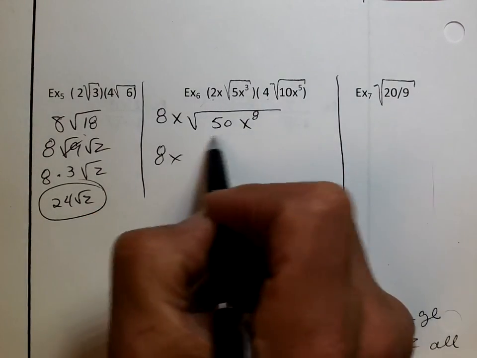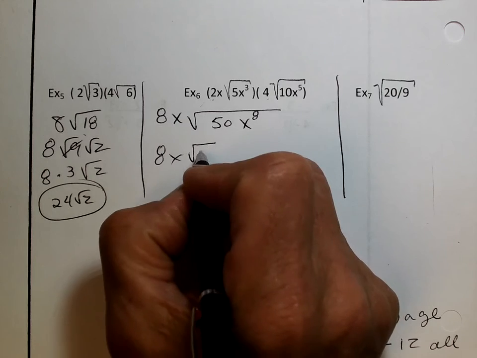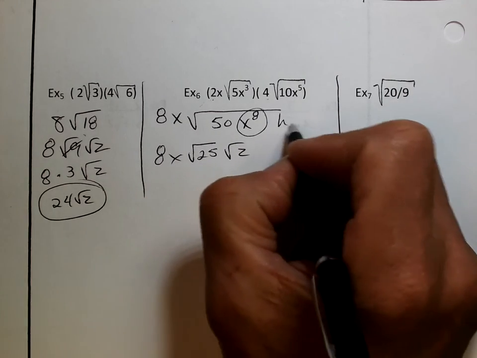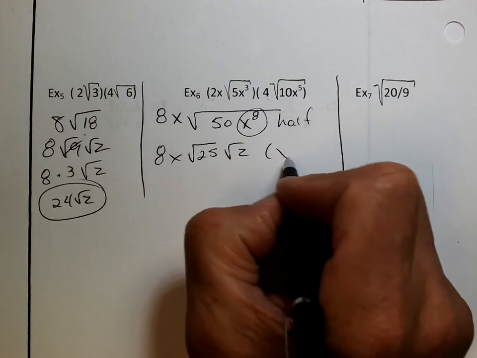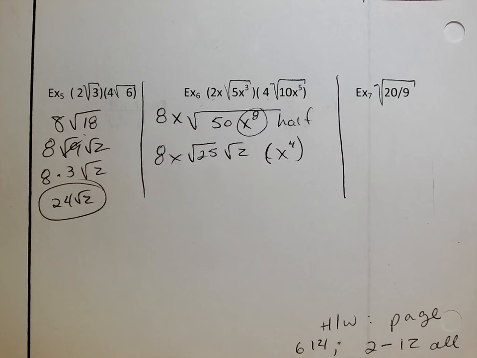But 50, what do you know about 50? It's got to be one of those numbers. What do you know about 50? Yeah, 25 and 2, I think, is a great choice. And I'm going to take half of that and make that an x to the 4th, okay? So it's the same stuff, just a little bit bigger, a little uglier.